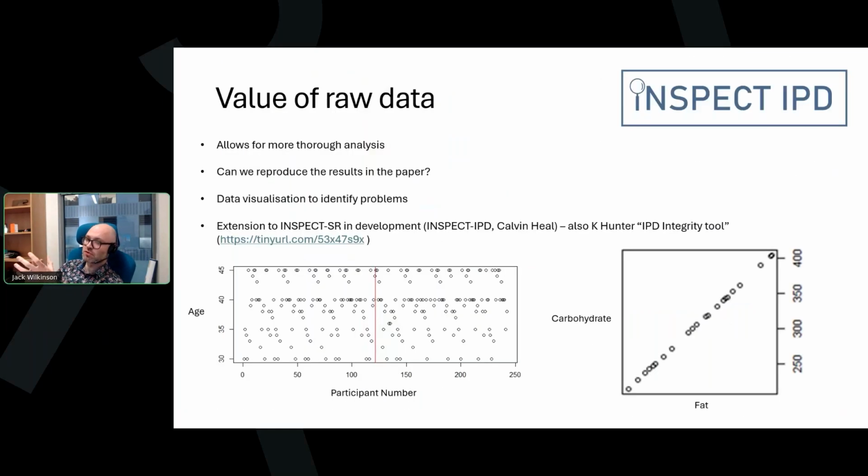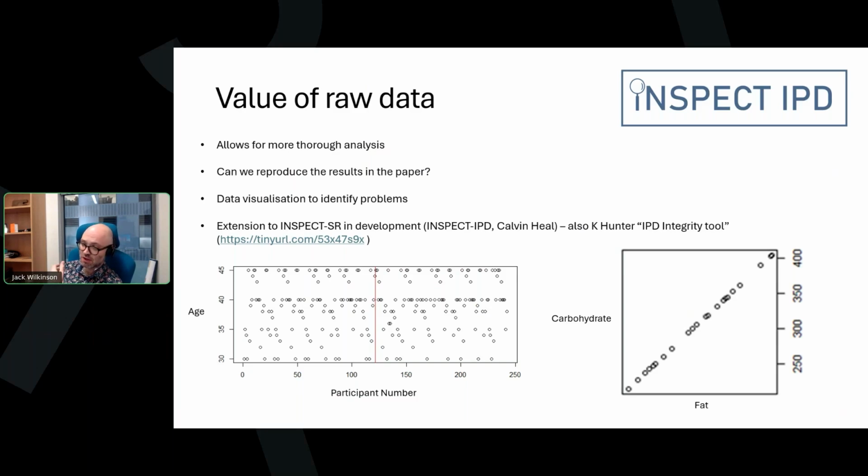If we can get hold of the raw data, that really increases our chance of detecting problems. It allows us to do a more thorough analysis. We can check, for example, whether we can reproduce the results in the paper from the data. And we can perform simple data visualization to try and identify problems. We're currently working on an extension to Inspect SR called Inspect IPD for when data are available. I've just got a few examples here of how this can be helpful.